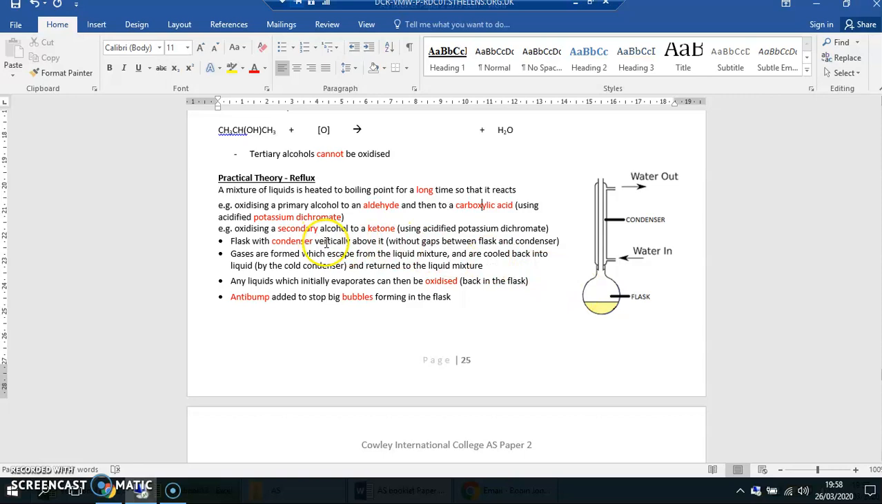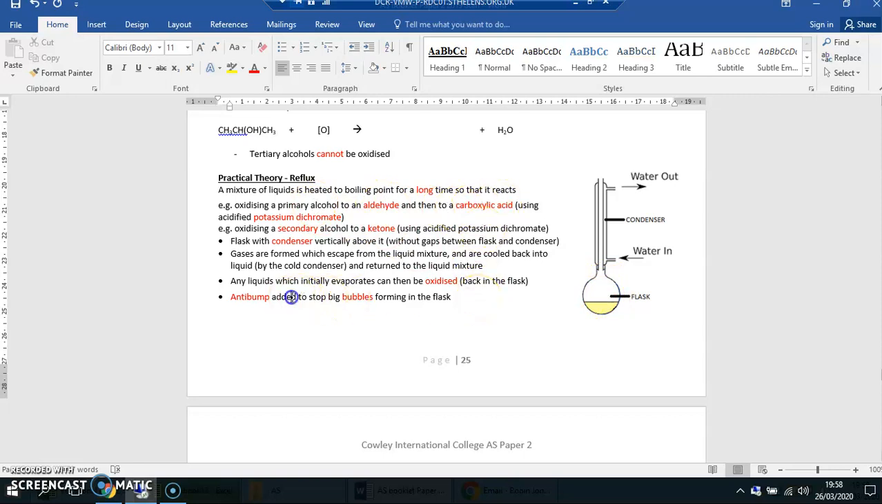So the flask has a condenser vertically above it without gaps between the flask and the condenser. Look, it's completely sealed here. You need to be careful when you're drawing it. Gases are formed which escape from the liquid mixture and are cooled back into the liquid by the cold condenser and drop back into the liquid mixture so they can carry on reacting. Any liquids which initially evaporate can then be oxidized back in the flask. In other words, they carry on reacting and oxidizing from a primary alcohol into an aldehyde and then into a carboxylic acid.